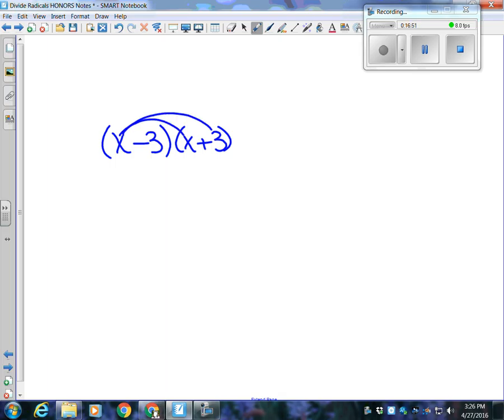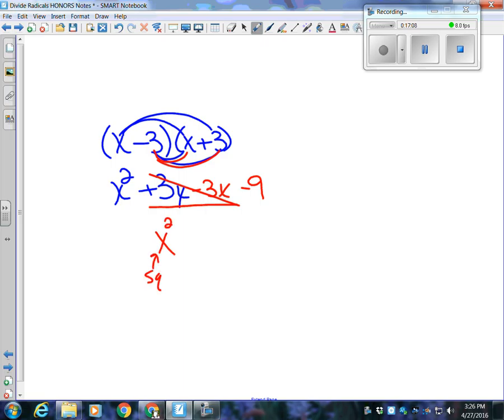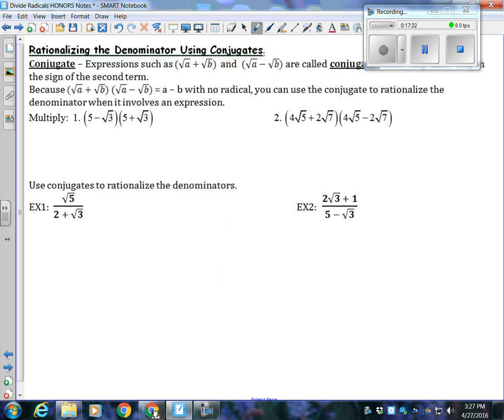Something special happened when we started foiling these out. So if you'll remember, x and x is x squared, 3x. Then I would get negative 3x. I get minus 9. Turned out the middle term canceled to 0. So all I had is a square in the front, I had a square in the back, and I ended up with a minus sign in the middle. This was called a difference between two squares. I do not have a middle term. So let's see what happens when I apply that same idea of a special multiplying case to radicals.